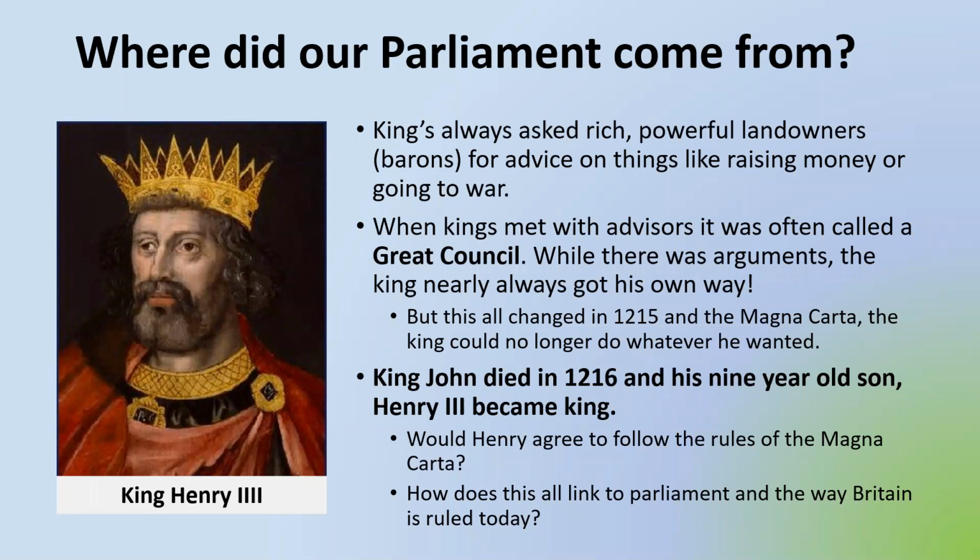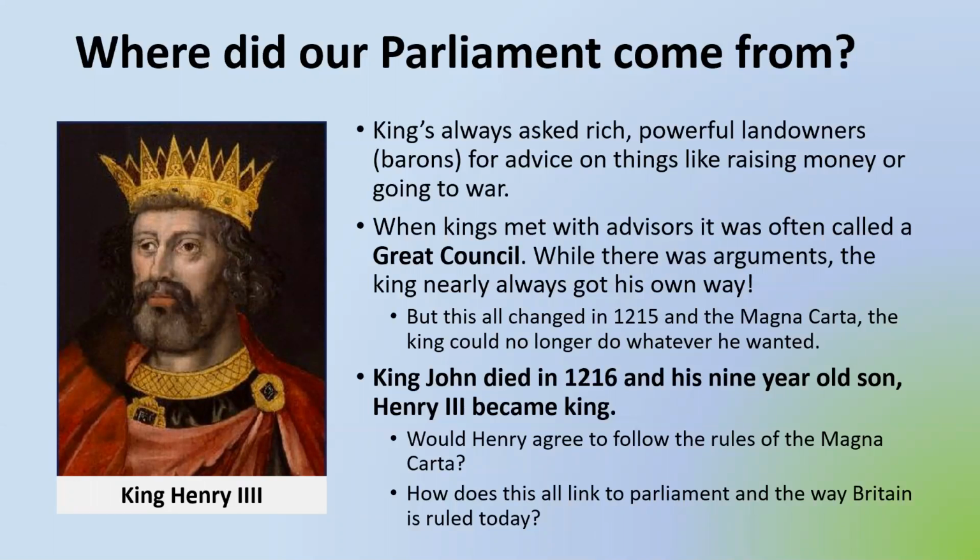So we know that kings have always been rich. They've always been very powerful, and they've always relied on powerful landowners for advice. Things about money, so how should we raise taxes, as well as going to war. Often when a king would meet with his advisors, that is what we called a great council. And while the king would consult other people for decisions, the king nearly always got his way.